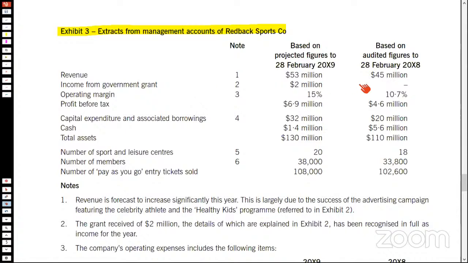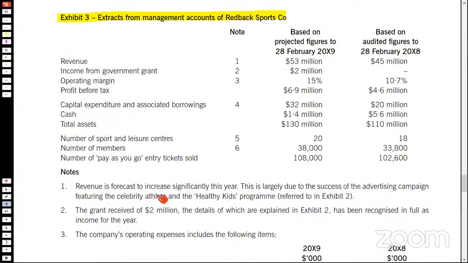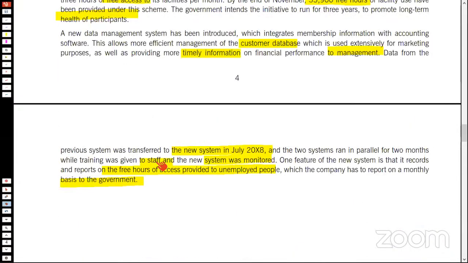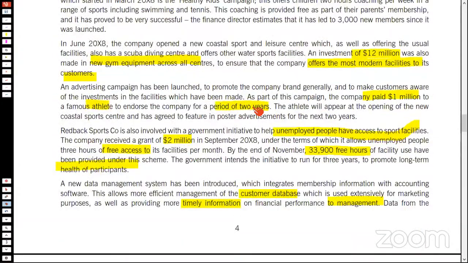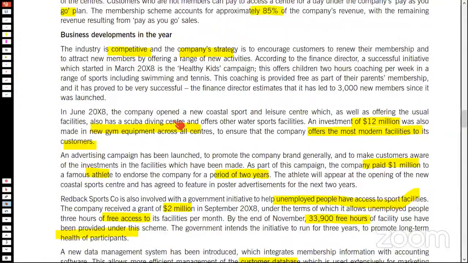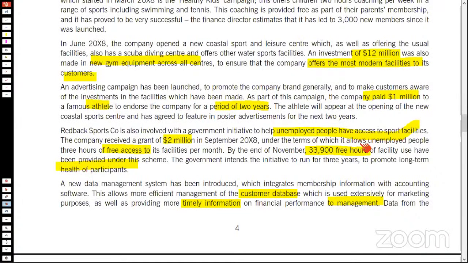Now, income from government grant, last year it was 0, this year it's 2. The grant received is 2 million, the details of which are explained in Exhibit 2, and has been recognized in full as income for the year. If I could just go back to the grant and see what the terms of the condition were. Here: the company received a grant this month under that policy, which allows unemployed people free access to the facility. Government intends to run the initiative for 3 years to promote long-term benefits.